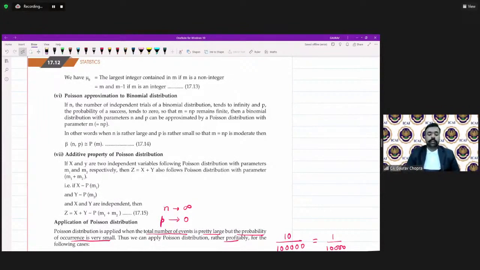Then Poisson approximation to binomial distribution. So this is the basic condition. If n, the number of independent trials of binomial distribution, tends to infinity, if the number of trials is increasing such that n tends to infinity, and p, the probability of success, tends to 0, so that np remains a finite value, then in such a case we say that binomial got converted into Poisson distribution.